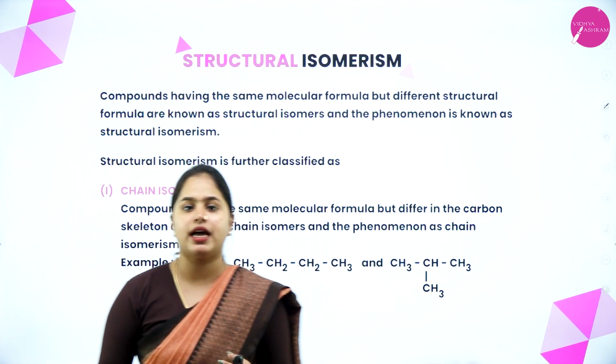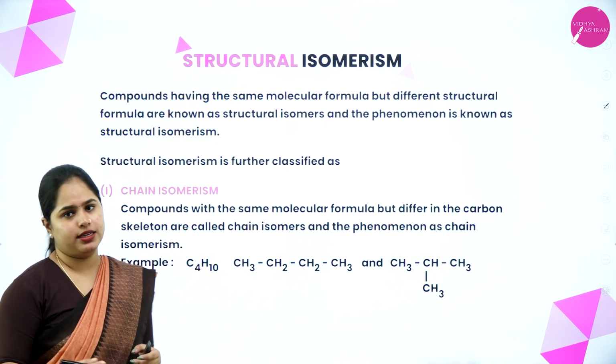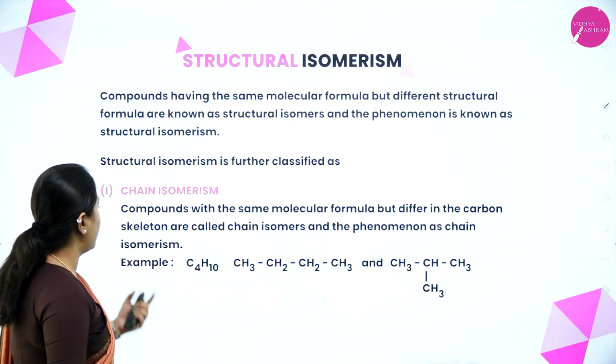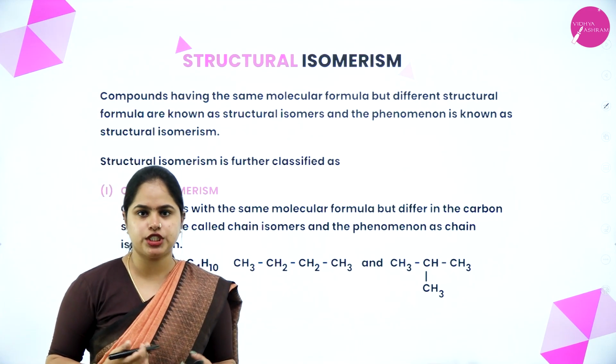Under this, the first category is chain isomerism. The first one is chain isomerism. Compounds with the same molecular formula but differing in the carbon skeleton are called chain isomers, and this phenomenon is called chain isomerism.